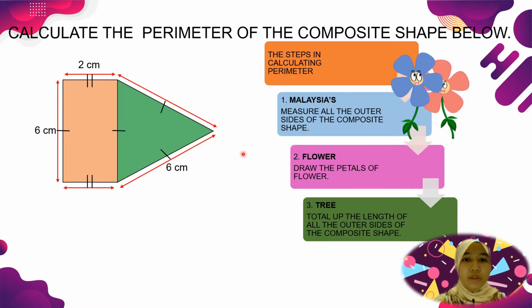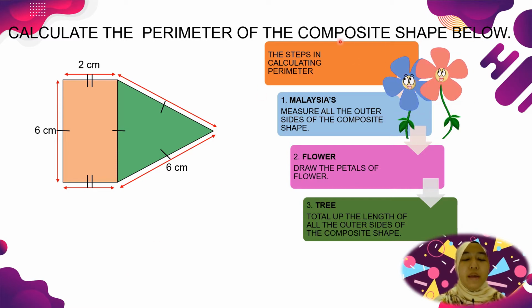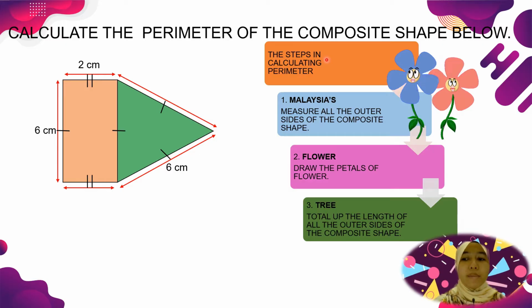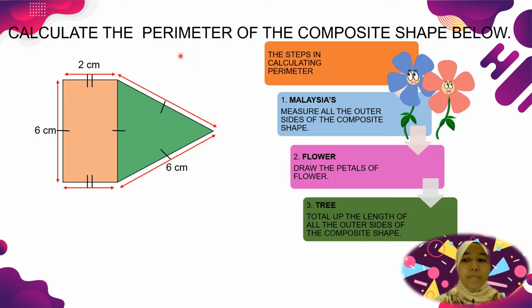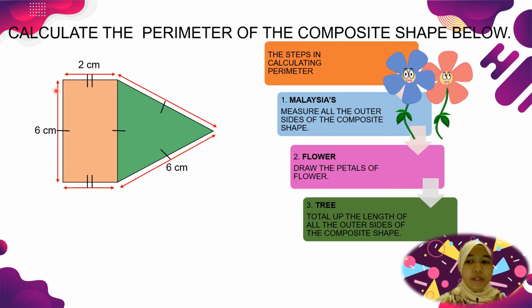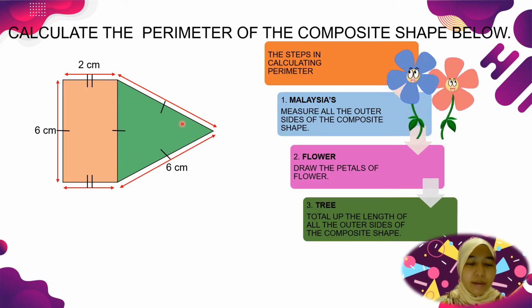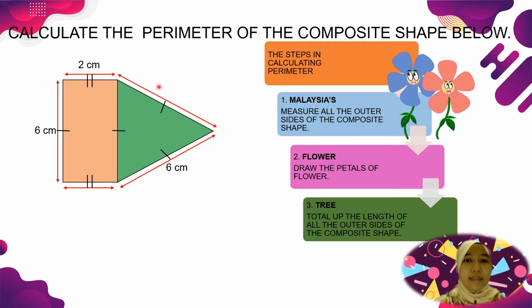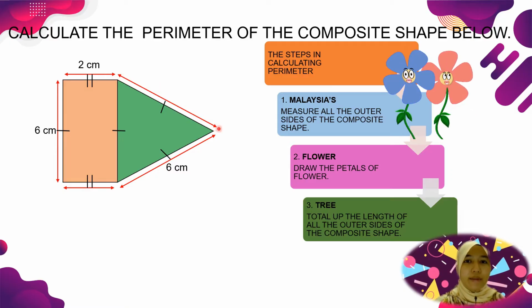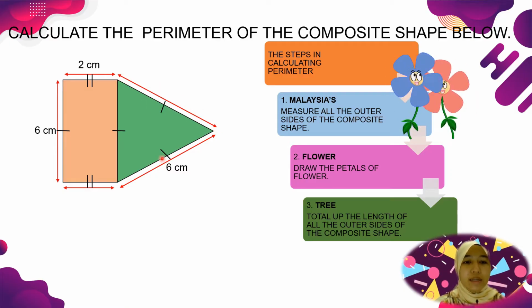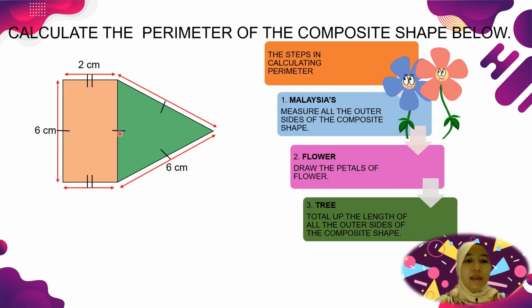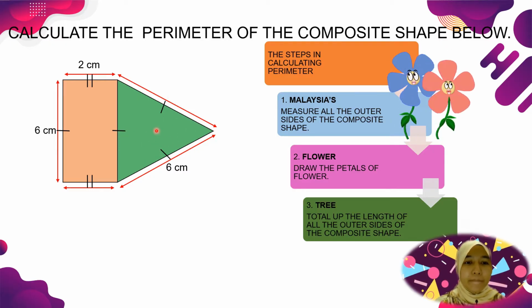Now, we will give a try on another shape. This time we have a composite shape. The diagram here shows a rectangle and an equilateral triangle. How do we know that this is an equilateral triangle? Yes, excellent! Because there is a single mark on each side of the triangle. This indicates that the length of each side is same.